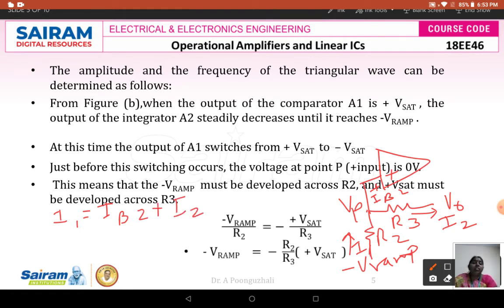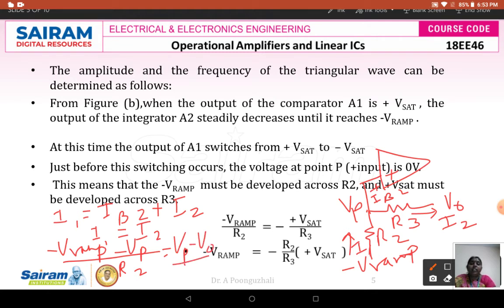You know that the current drawn by the input terminals of your operational amplifier is negligible. So that means your I1 is equivalent to I2. What is I1? By applying a nodal equation, it is minus Vramp minus Vp divided by R2, equivalent to I2. What is I2? I2 is nothing but Vp minus V0 divided by R3. You know that the voltage at this Vp is going to be 0, because the inverting terminal voltage is going to be 0 there. So the differential voltage should be 0, that means Vp should also be 0. So Vp is 0 means this gets cancelled. Finally my expression is going to be minus Vramp by R2 is equivalent to minus V0.